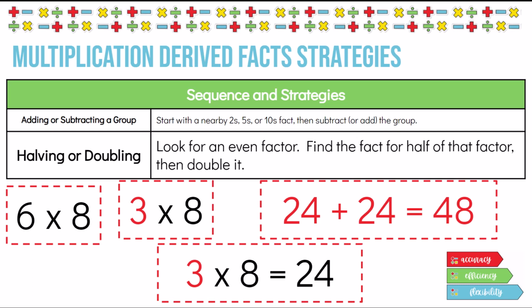Another example might be 6 times 7, where I can think half of 6 is 3, and I know that 3 times 7 is 21. So if I double 21, I can get 42. So 6 times 7 is 42.